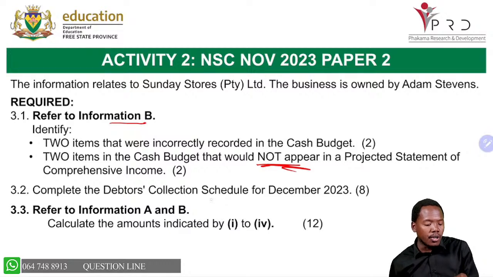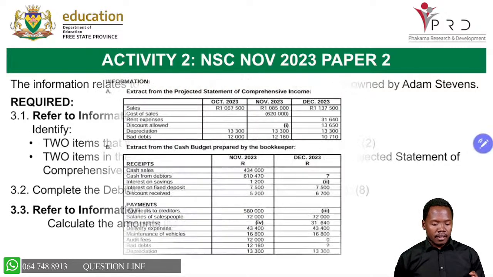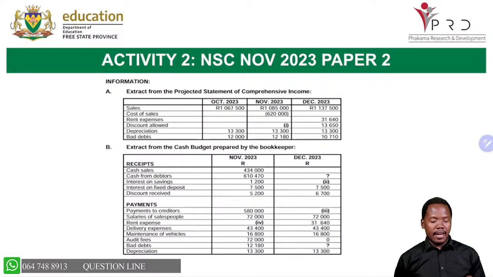And then 3.2, we are going to revise on how to prepare or complete our debtors collection schedule. And then from there, 3.3, you are going to work out the Roman figure 1 up until Roman figure 4. Now, this is the additional information given to us. We have this information A as well as information B.